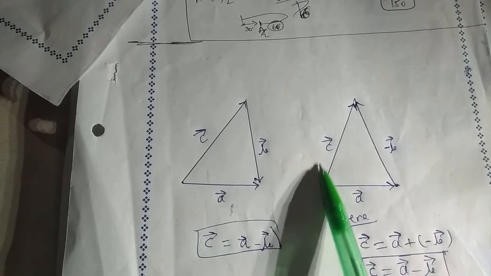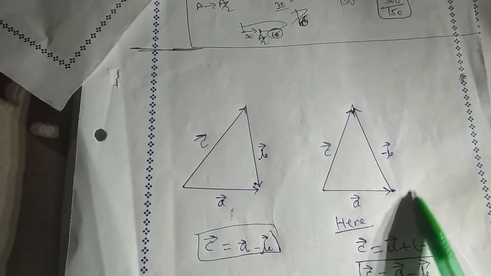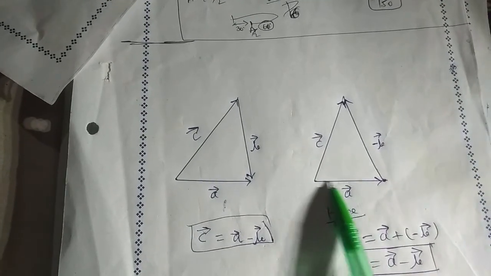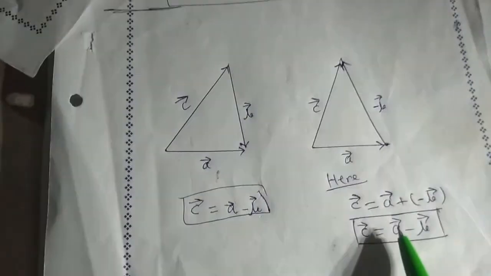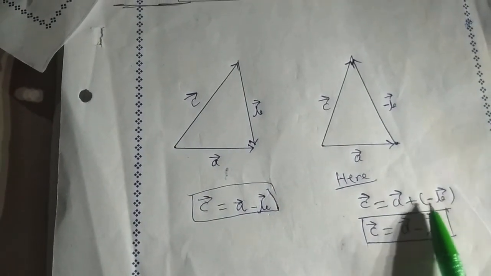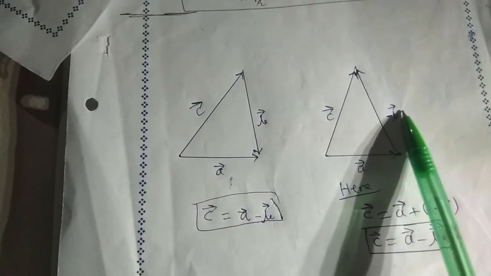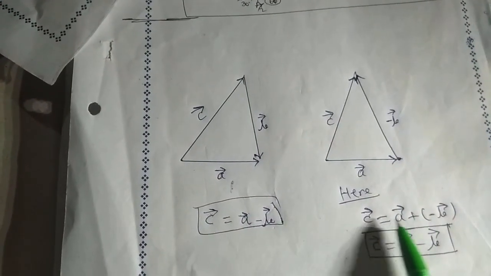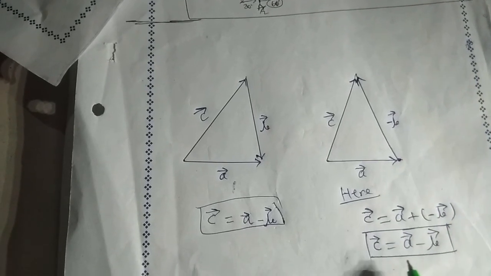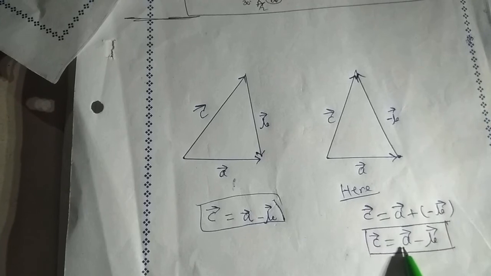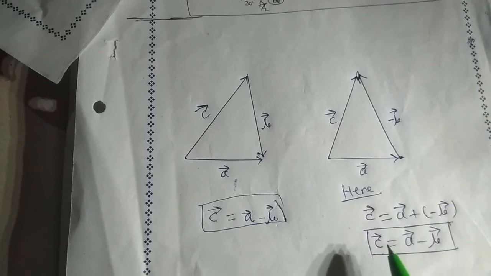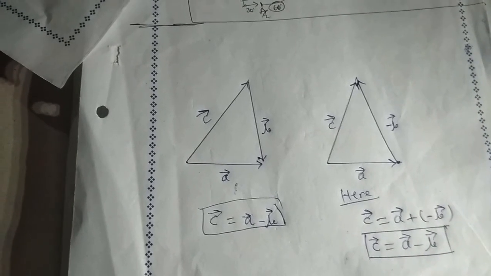This is vector A, this is vector minus B, and this is C, and this is nothing but the vector addition method. So C will become A plus of minus B because this vector is the minus B vector. C is equal to A plus minus of B. This plus and minus will become minus. So C is equal to vector A minus vector B. So finally it is proved.